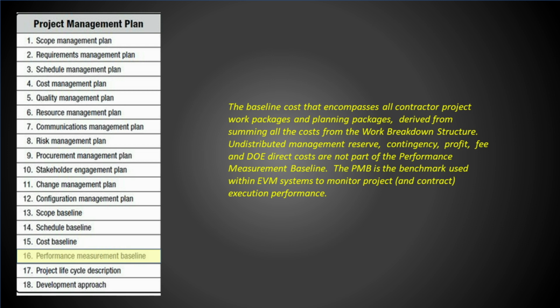Number 16, Performance measurement baseline. The baseline cost that encompasses all contractor project work packages and planning packages, derived from summing all the costs from the work breakdown structure. Undistributed management reserve, contingency, profit, fee, and DOE direct costs are not part of the performance measurement baseline. The PMB is the benchmark used within EVM systems to monitor project and contract execution performance.